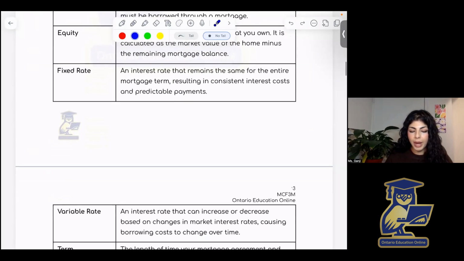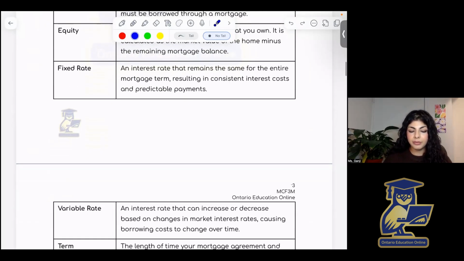Now, for the rate for mortgages itself, we have two types of rates. We have fixed rate and variable rate. With fixed rate, the interest rate remains the same for the entire mortgage term, and this is more consistent with your payments, and you know pretty much what to expect. However, variable rates can increase or decrease, depending on the market interest rates, and your borrowing costs can change over time.